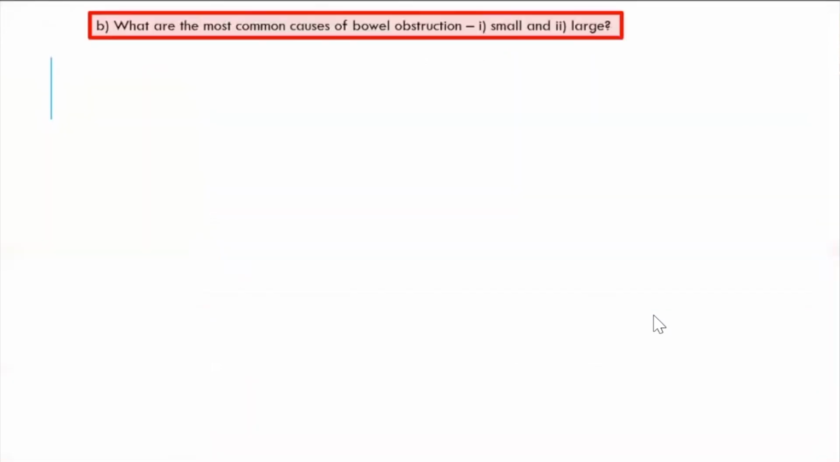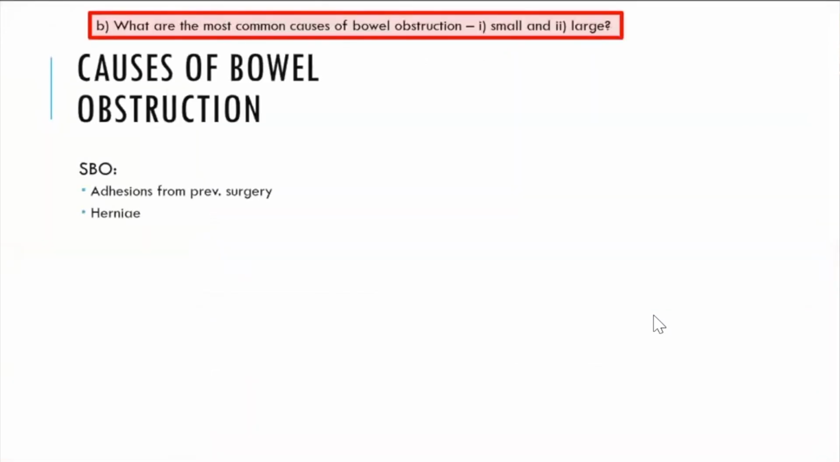Brilliant, great, super. So the most common cause of small bowel obstruction is adhesions from previous surgery, and also hernias that become obstructed or incarcerated, blocked essentially. Of a large bowel obstruction, by far and away the most common cause is a colorectal malignancy. So in this case, this poor person probably has a colorectal malignancy. 90% is colorectal malignancy. They've had a change in bowel habit.